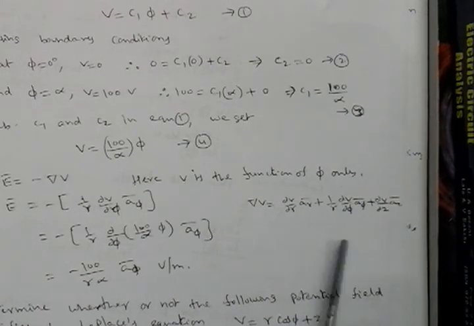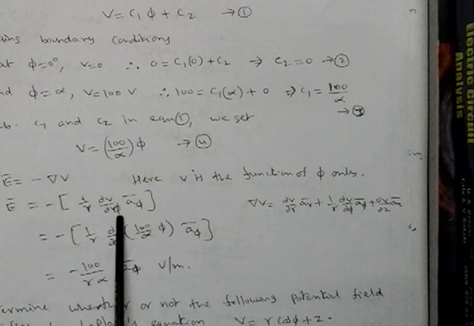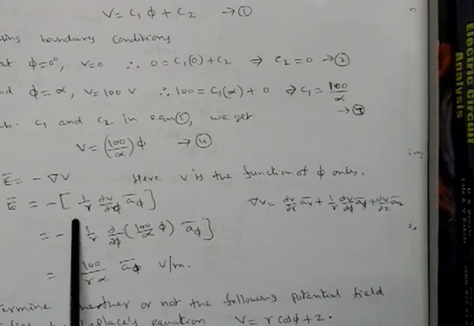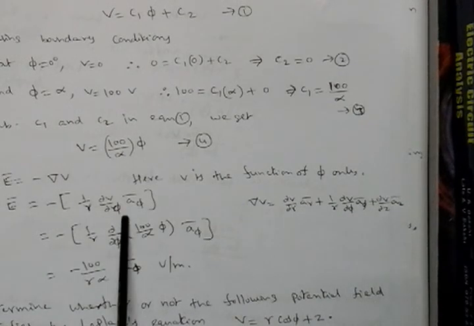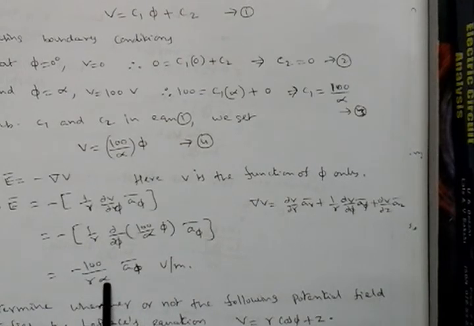V is not the function of R and Z, only of phi. So therefore the middle term is considered, that is E bar is equal to minus of 1 by R dou by dou phi A phi bar only. Substitute the V here, finally we will get the expression for E. So this is the problem related to the previous one.